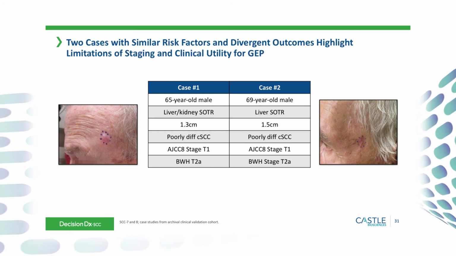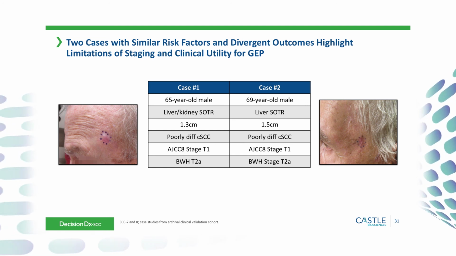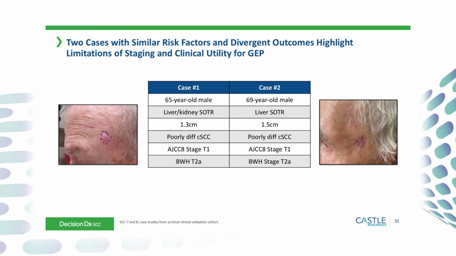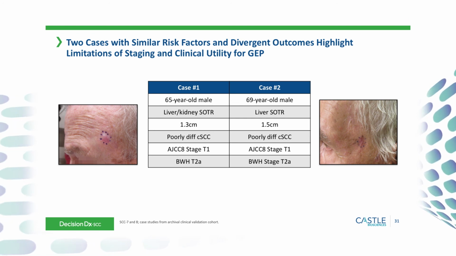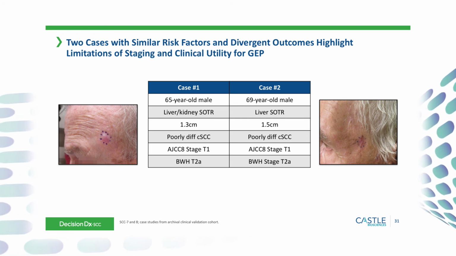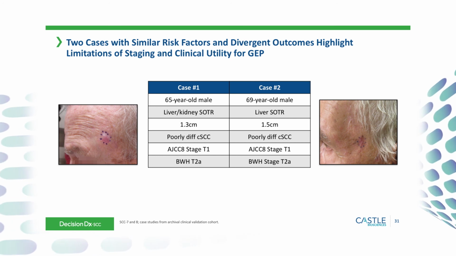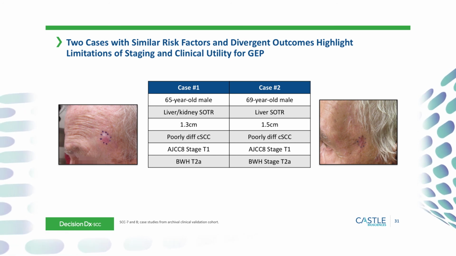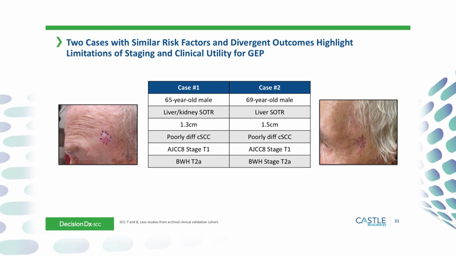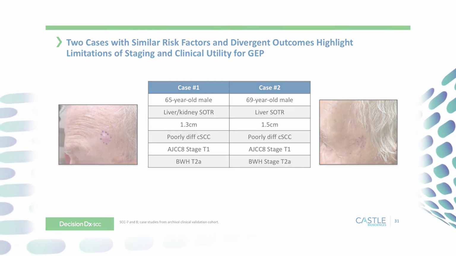So you see pretty similar cases, 60s-ish-year-old men, both solid organ transplant recipients, similar size lesions, both poorly differentiated, both staged importantly as a T1 by AJCC and a T2A by Brigham and Women's. So again, looked at similarly as pretty straightforward lesions, really potentially a lower risk, except of course for the transplant part of it.